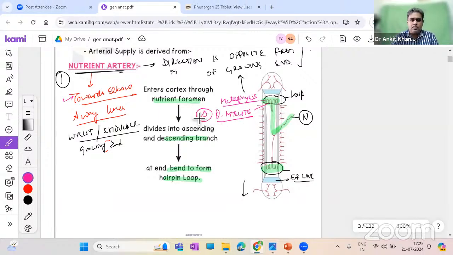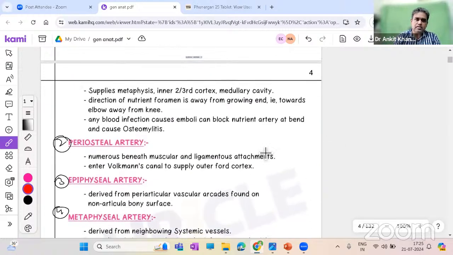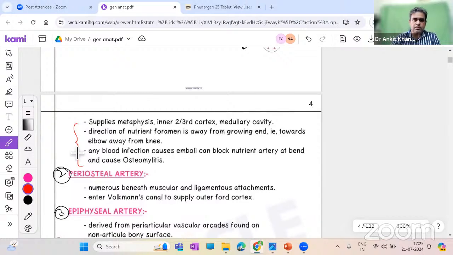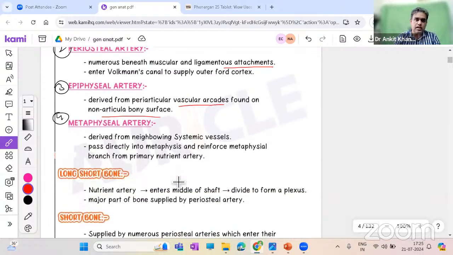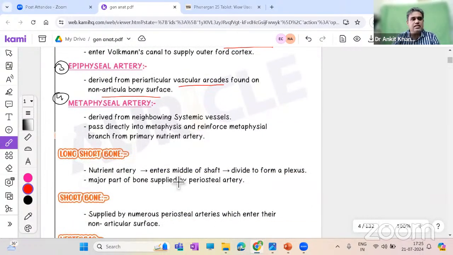While when the bones have an epiphyseal line that has fused, then these hairpin loops disappear. Then this vessel will directly go till the epiphyseal line. So remember that. So you've seen which artery was there; it supplies the metaphysis. All these points are also over there. Periosteal artery: numerous beneath muscular and ligamentous attachments. Epiphyseal artery from the periarticular vascular arcade is found near the bony surfaces, articular or non-articular. Metaphyseal arteries from neighboring systemic vessels.